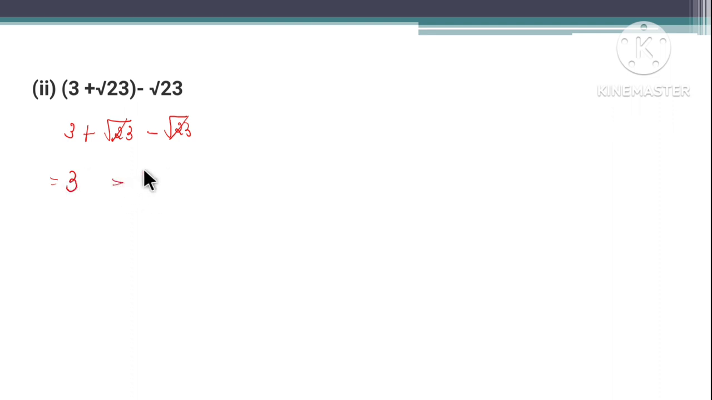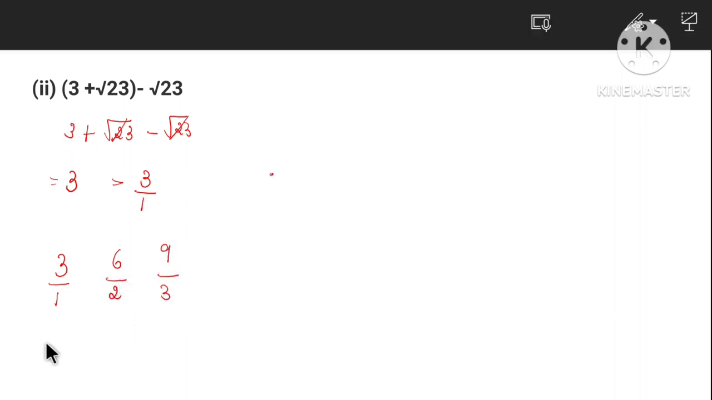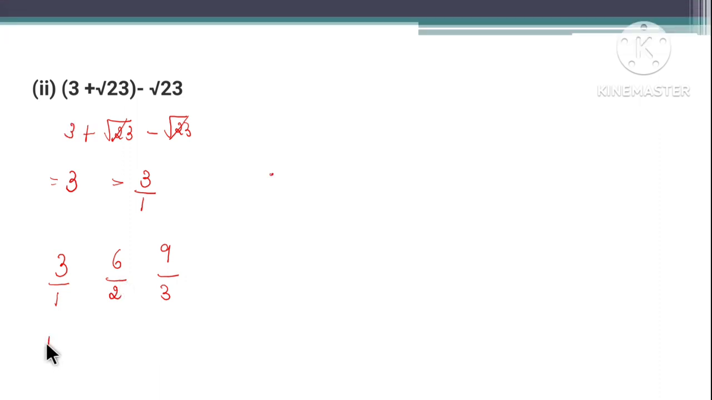We can write 3 in the form of p by q. We can write it as 3 by 1, that is 3, or you can write it as 6 by 2, that is also 3, or you can write it as 9 by 3. See, 3 we can write in different p by q forms. So 3 plus root 23 minus root 23, this number is rational. Now let's see the next question.